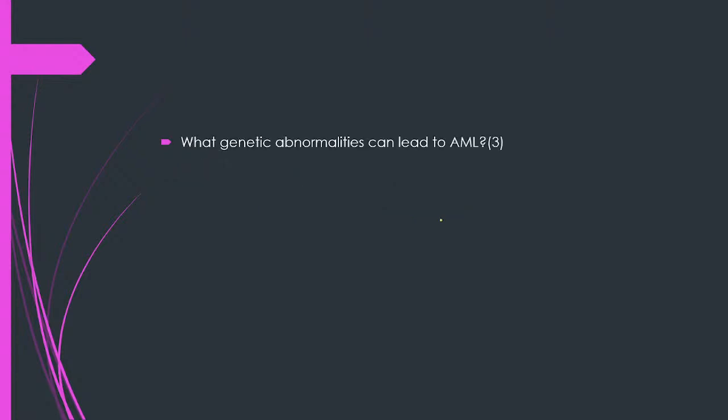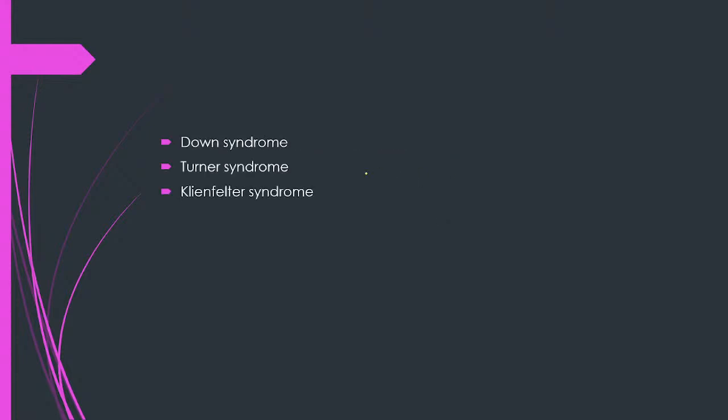All right. So genetic abnormalities that can lead to AML. Well, you have Down syndrome, Turner syndrome, and Klinefelter syndrome. But the most important thing that you need to remember is Down syndrome, trisomy 21. All right, trisomy 21. Turner and Klinefelter syndrome. So this is a basic summary of the AML classifications.